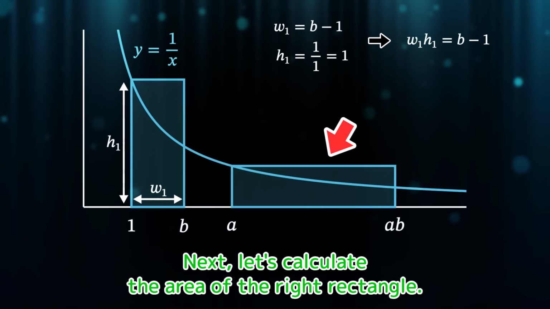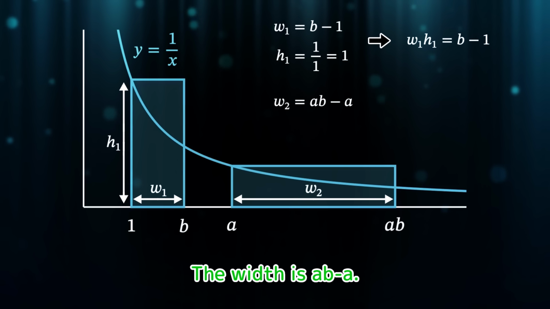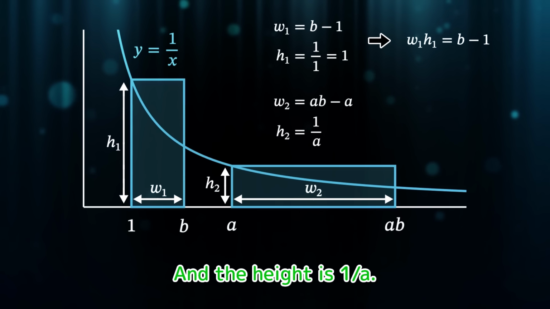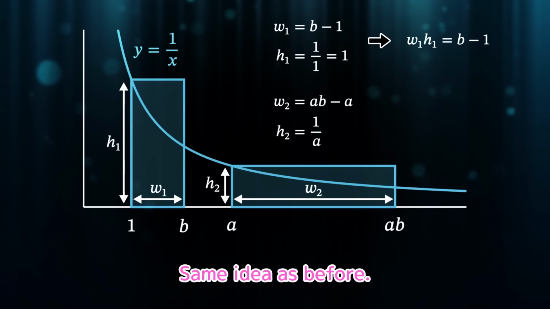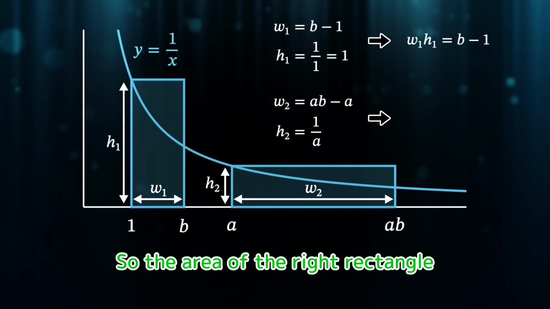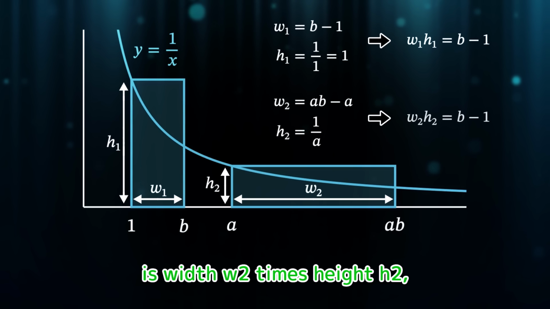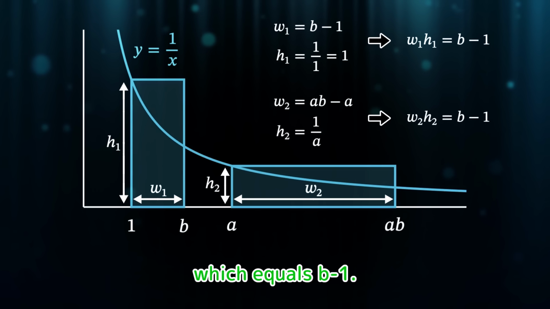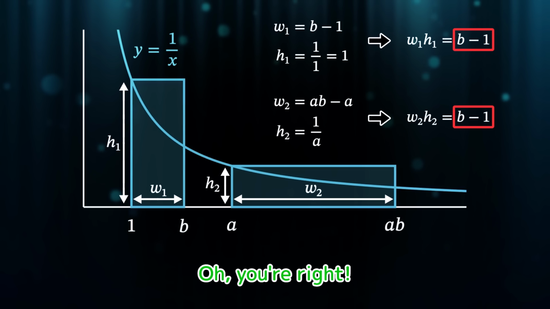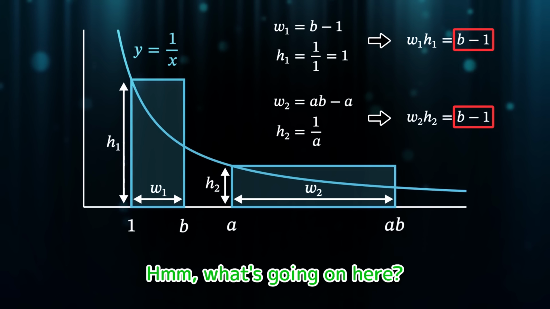Next, let's calculate the area of the right rectangle. The width is ab minus a, and the height is 1 over a. Same idea as before. So the area of the right rectangle is width w sub 2 times height h sub 2, which equals b minus 1. The results match. Oh, you're right. What's going on here?